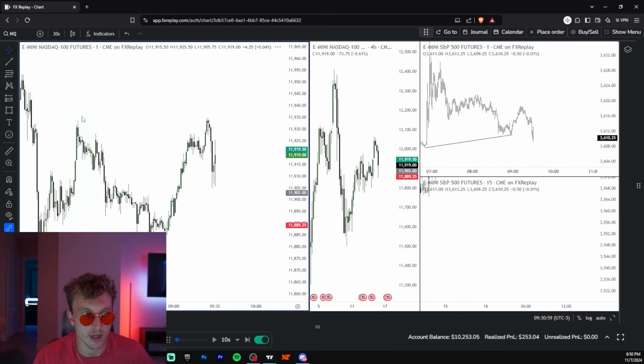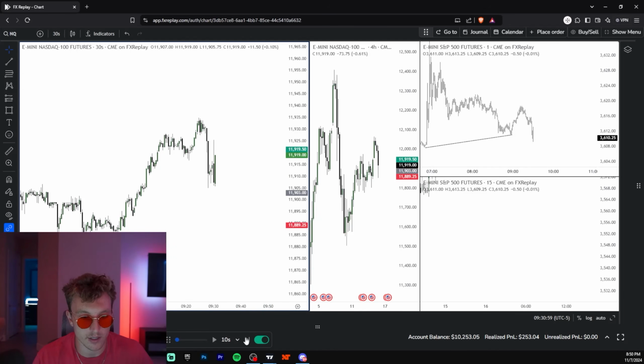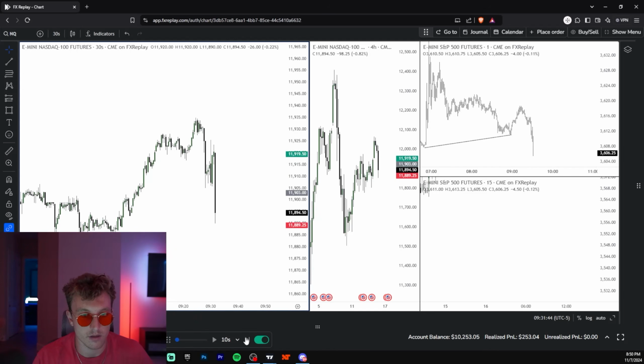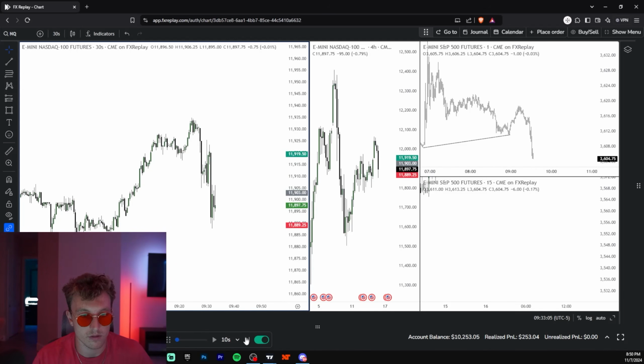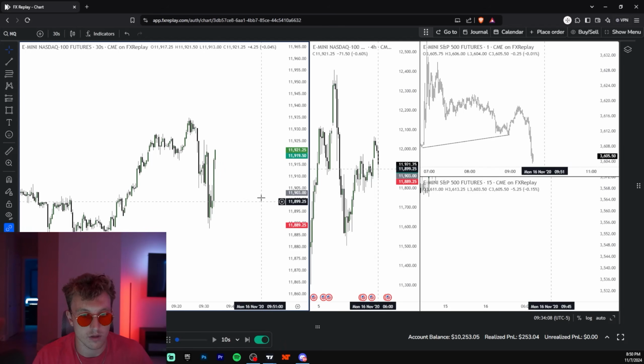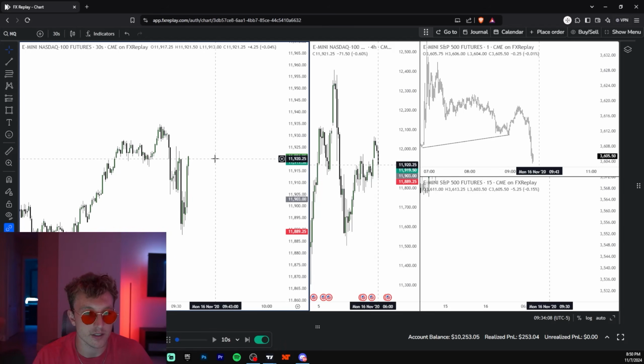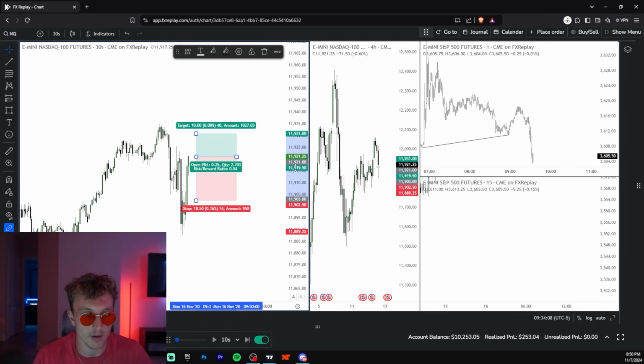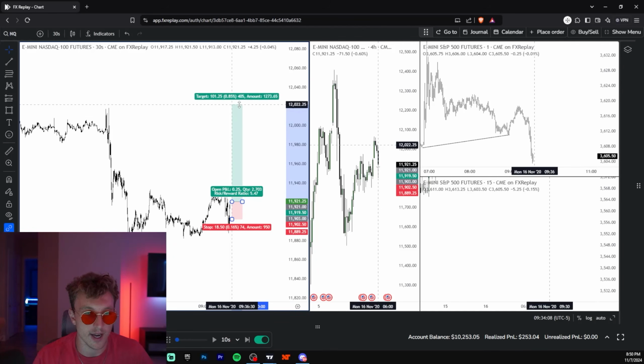Okay, let's see if we can get like a dump and then like a pump or something. Like this 30 second doesn't look bad. Ooh, this looks good. This looks good for sure. Really good momentum back up. We have a data high above.